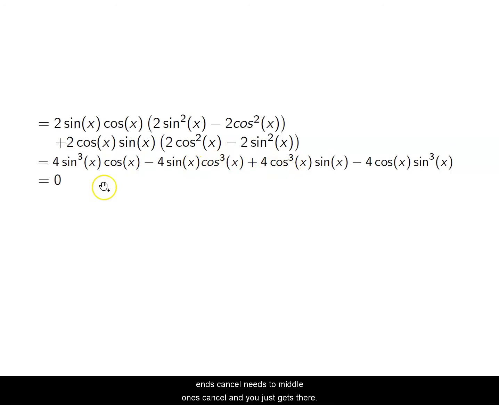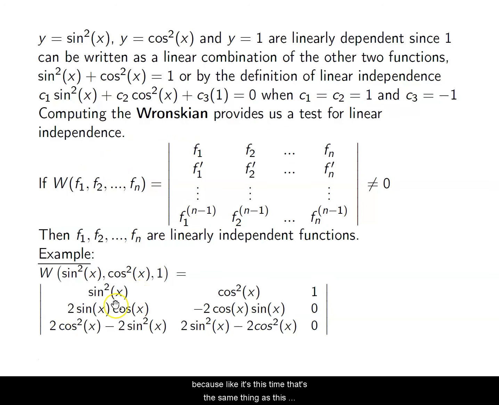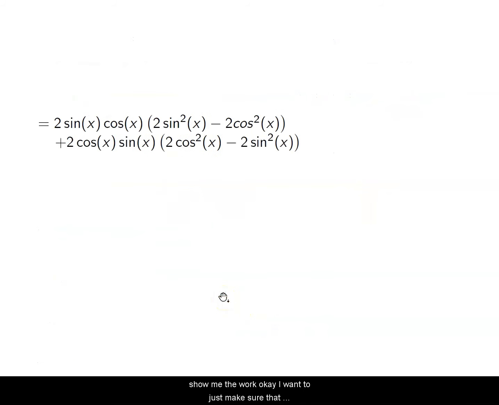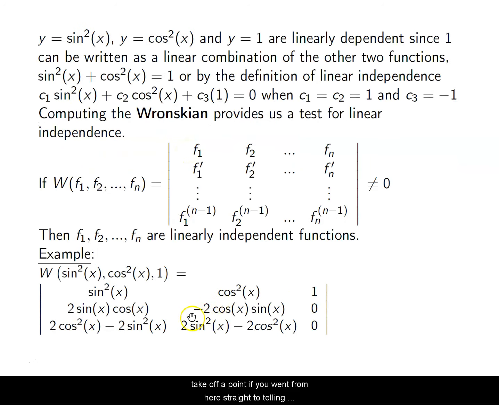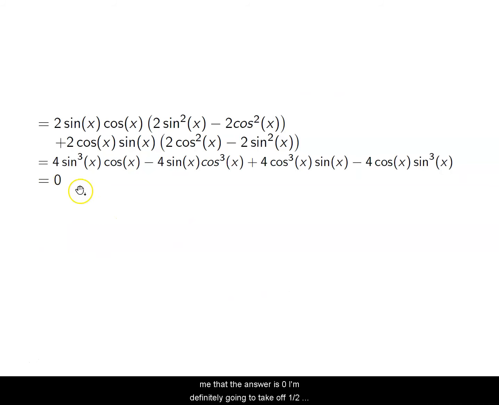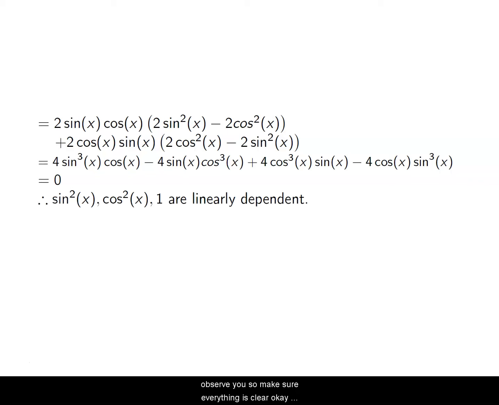Now you might be saying, well, Professor Williams, on an exam, can't I just say, hey, I know that this is 0 because it's this times that, the same thing as this times that, but with a different sign? Just show me the work. I want to make sure that you know what you're doing, that you're not copying an answer somewhere. Show as much work as possible if you want full credit. I would take off a point if you went from here straight to telling me that the answer is 0. I'm definitely going to take off 1 to 2 points. Make sure you're showing everything. I'm not there to observe you, so make sure everything is clear.